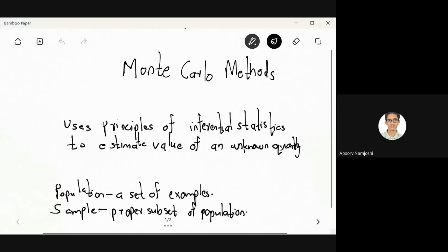So for Monte Carlo methods, there is no clear-cut definition. It is a general class of methods which uses principles of inferential statistics to estimate values of an unknown quantity, and there are two words that we might use frequently in the stuff that we do next. So kindly take a minute to read this.